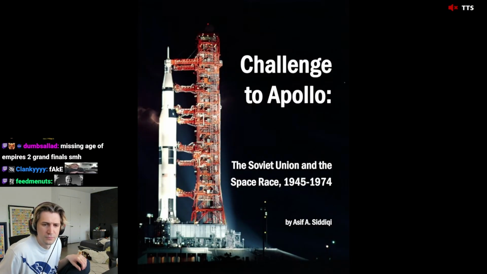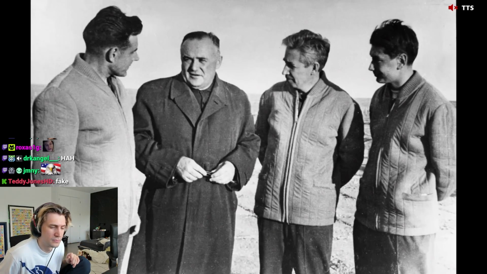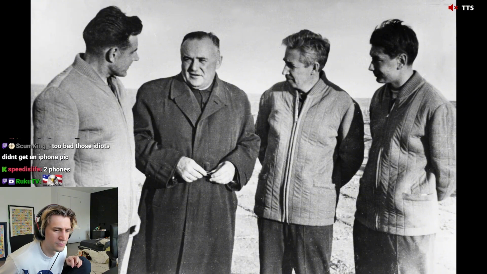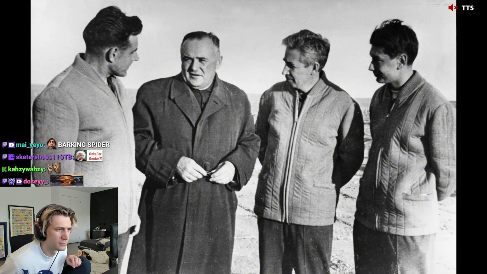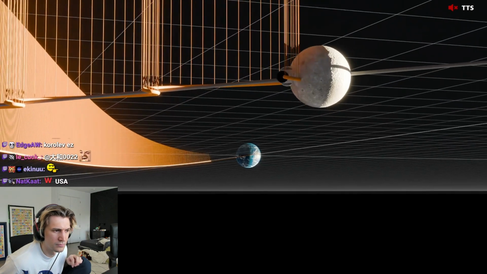In the amazing book, if you haven't read it, Challenge to Apollo, Asif Siddiqui paints a seldom-shown picture of the Soviets' perspective on the space race. He describes this moment as a moment where they feel like they lost the race right then and there. Of course, we wouldn't know this for decades to come. Obviously, the Apollo 8 astronauts didn't know this either.